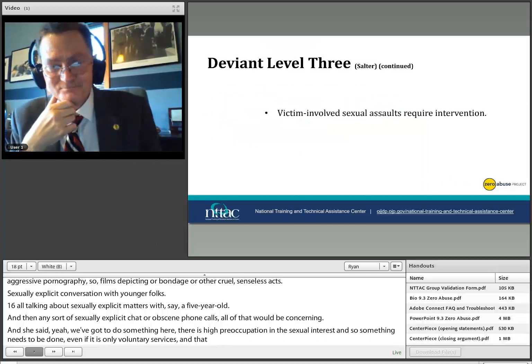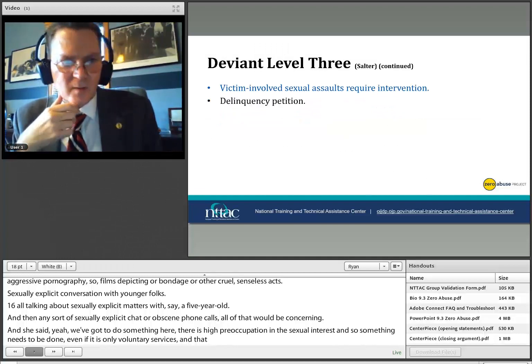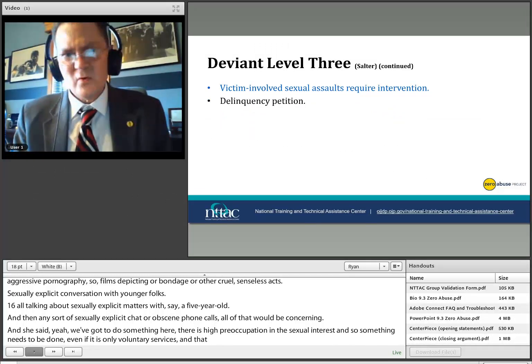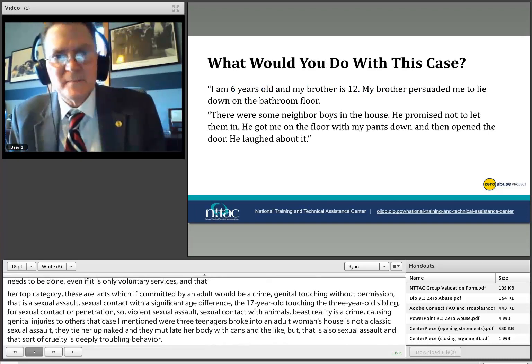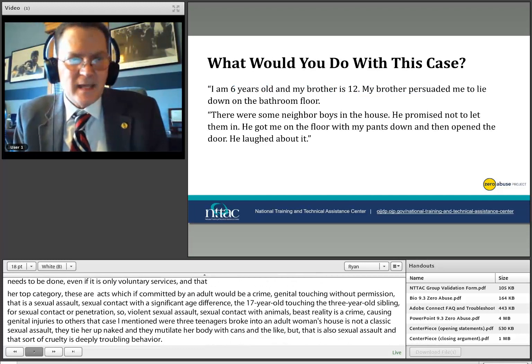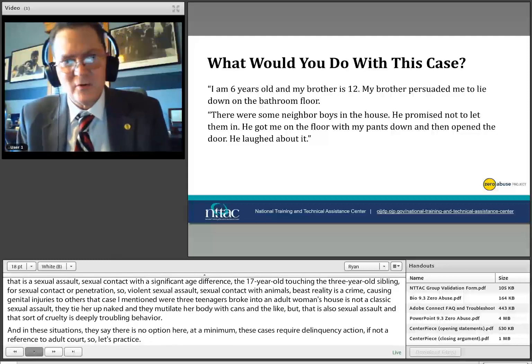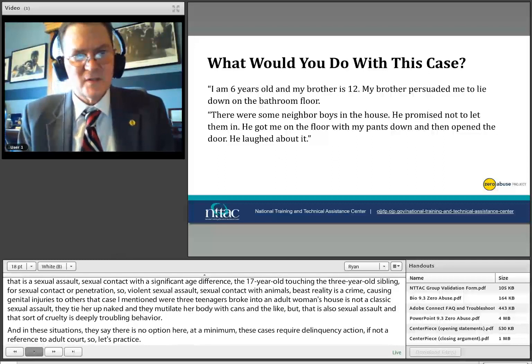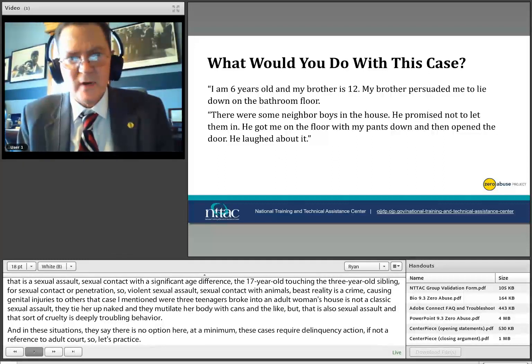Sexual contact with a significant age difference, the 17-year-old touching the 3-year-old sibling. Forced sexual contact or penetration, so violent sexual assault. Sexual contact with animals, bestiality, is a crime. Causing genital injuries to others, that case I mentioned where 3 teenagers break into the adult woman's house, it's not a classic sexual assault. They tie her up naked and they mutilate her body with cans and the like, but that is also a sexual assault.